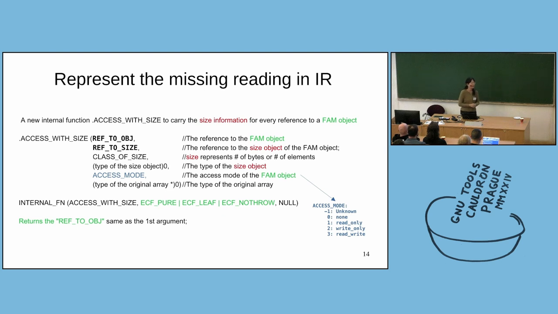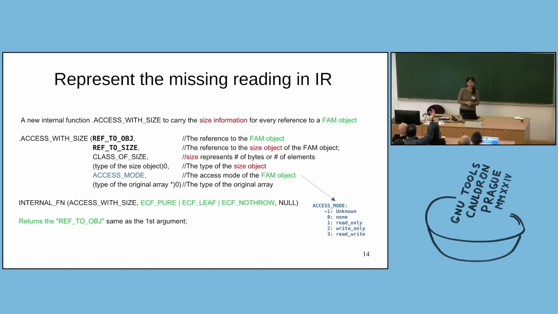In order to resolve that problem, after a lot of discussion we finally decided to introduce a new internal function to carry the size information in the IR to the flexible array object. With this internal function, the size information is explicitly represented in the IR, so the data dependence is preserved and no wrong transformation can happen. Some details about the new internal function: the second argument is the size, a reference to the size, the first is a reference to the original object, and the last four parameters are other information needed for the size reference.